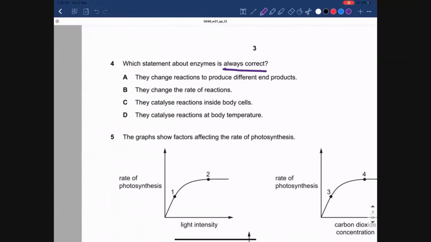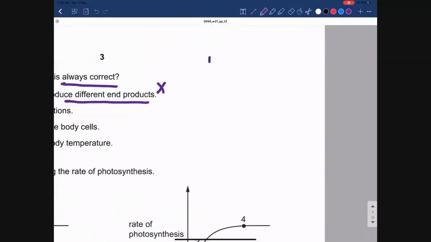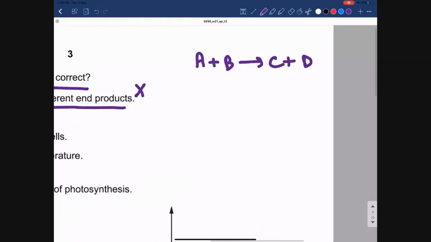They change the reactions to produce different end products. Guys, this is definitely a wrong statement, because if an enzyme catalyzes the reaction, or if the enzyme is added to a reaction, the enzyme speeds up the reaction and does not change the products that are formed.